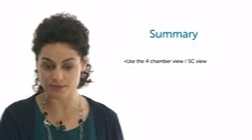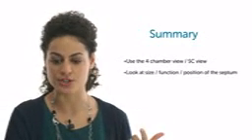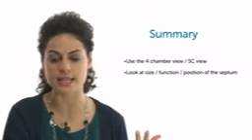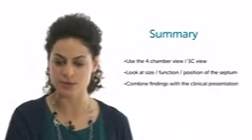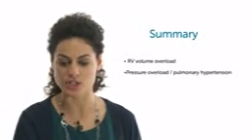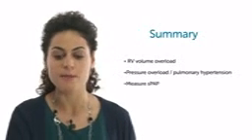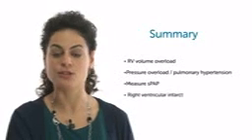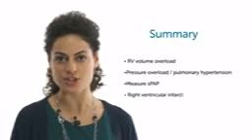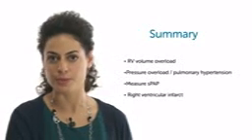Yes, so when you want to assess right heart chambers, use the 4-chamber view and the subcostal view. Look at size, function, and position of the interventricular septum. Combine findings with the clinical presentation. Look at the causes of right ventricular dysfunction or dilatation, which are volume overload or pressure overload, such as in cases of pulmonary hypertension or pulmonary embolism, as we saw. Measure the SPAP and consider that causes of dysfunction of the right ventricle can also be the infarct.